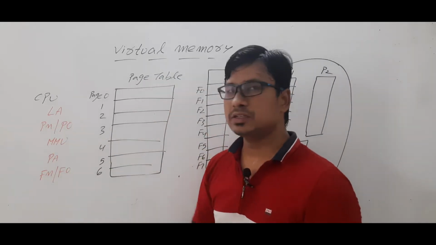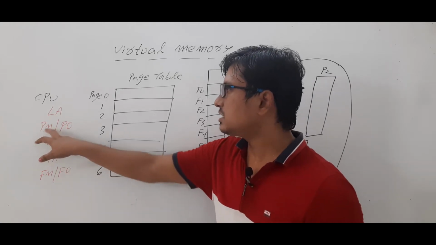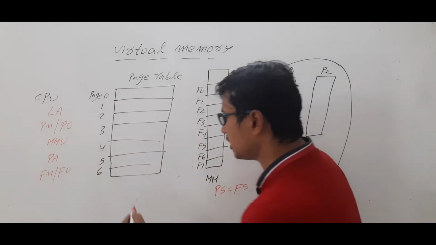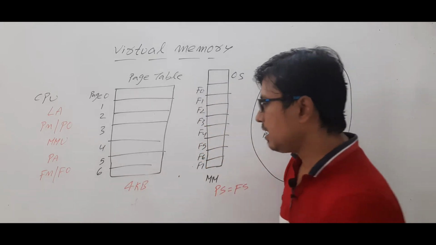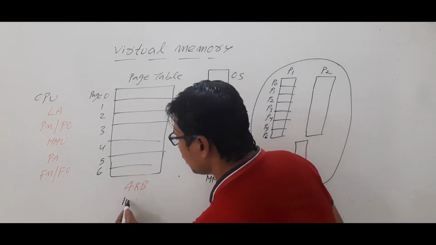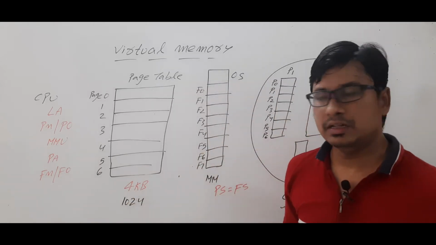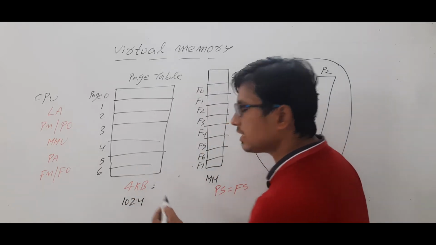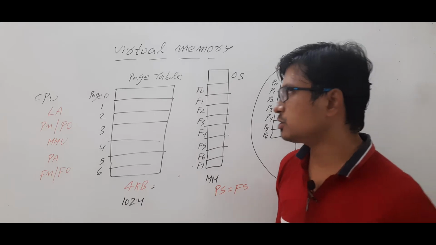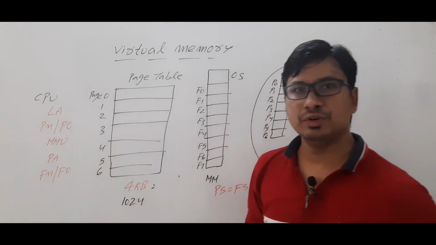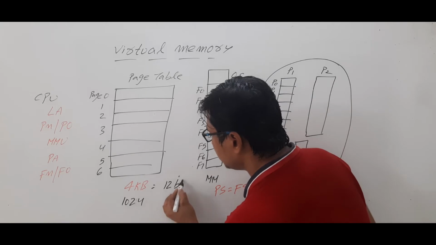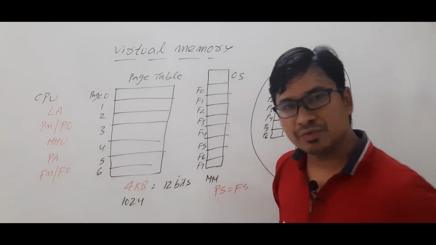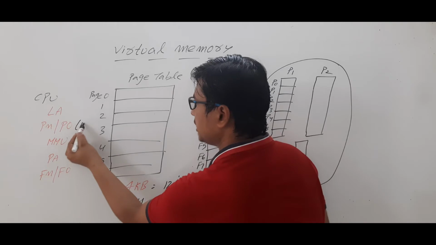Now let me discuss with a simple example. Let's take that your page size is 4 KB, and the number of pages you have is 1024 pages. If your memory is byte addressable and your page size is 4 KB, then you need 12 bits to store the page offset. So the page offset will occupy 12 bits.